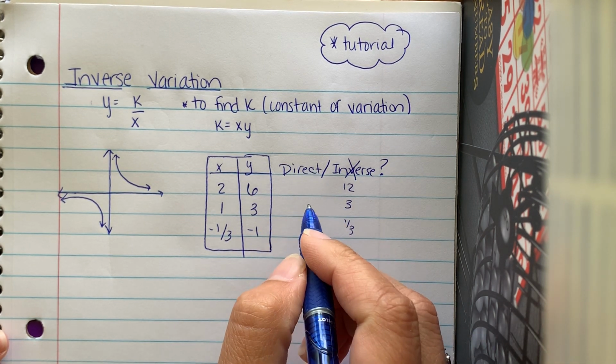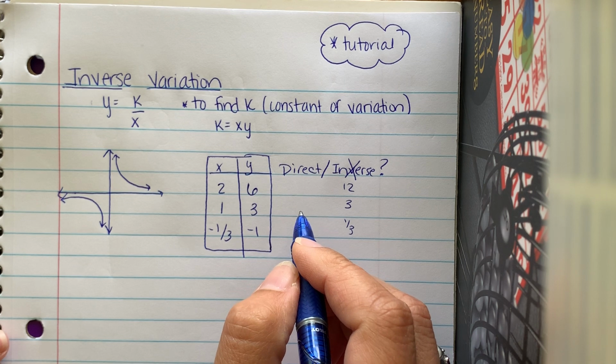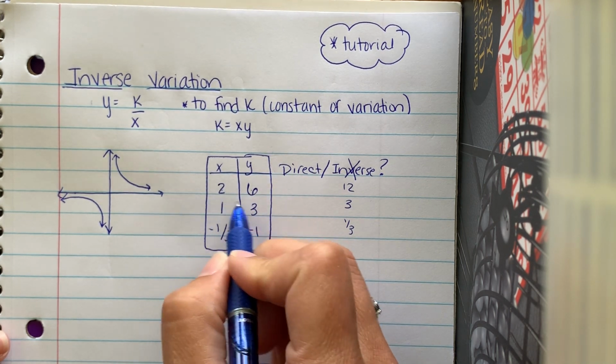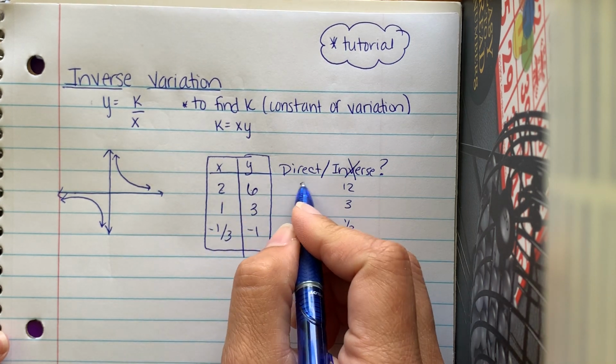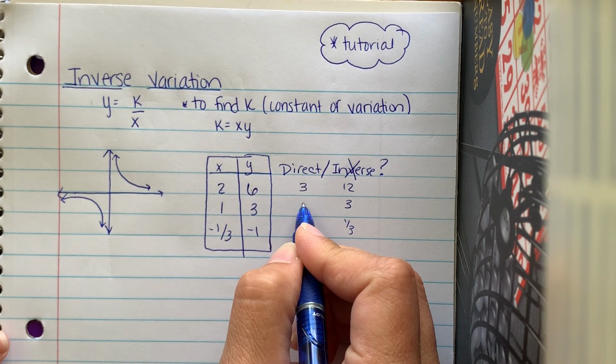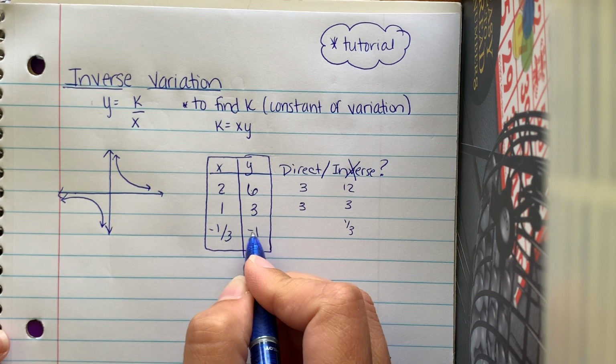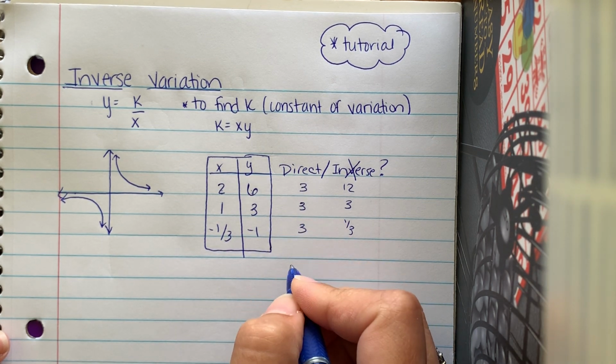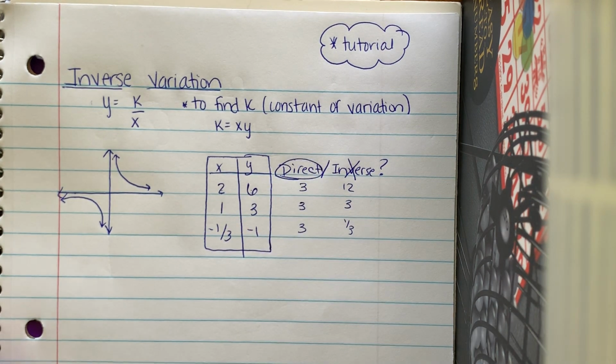For direct, remember to find k, you divide if it's direct, y over x. So 6 divided by 2 is 3. 3 divided by 1 is 3. Negative 1 divided by negative 1/3 is also 3. Notice they're all the same. They're constant. So this table of values represents a direct variation.